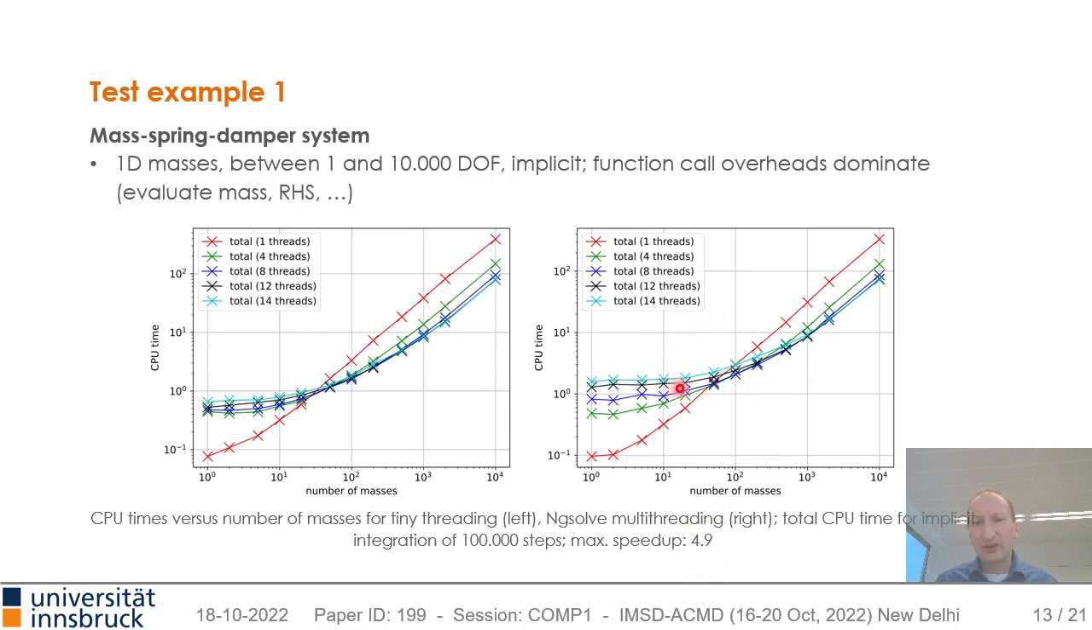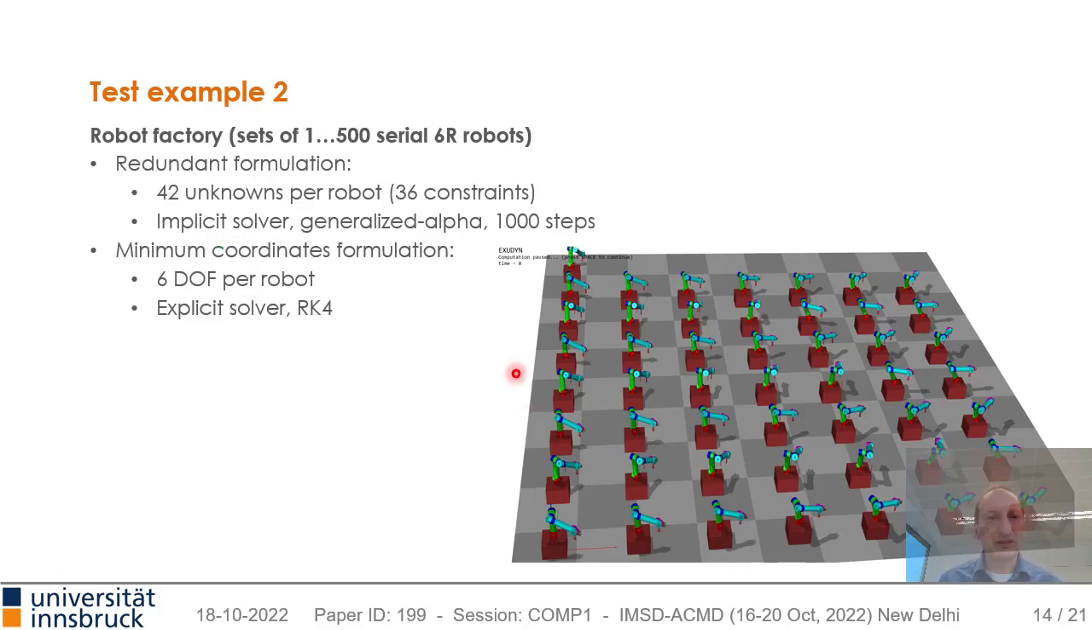In the original threading approach, it's a little bit less performant for smaller numbers of masses, but for larger ones, it's even better. This uses implicit time integration in this case, and just to mention that the examples show cases where the factorization is less important, because factorization of the matrices is still not parallelized in this case. Just the time-consuming right-hand side and mass assembly and the typical multibody functions are parallelized here.